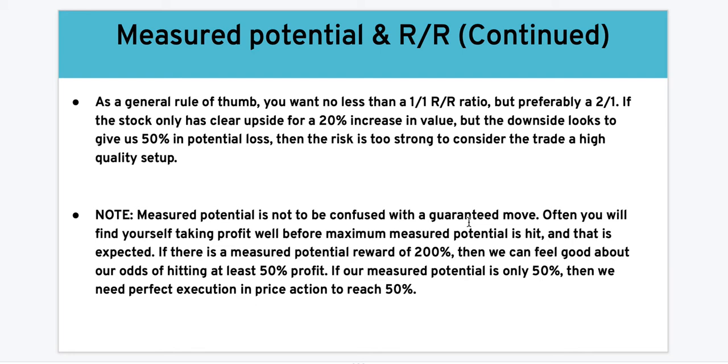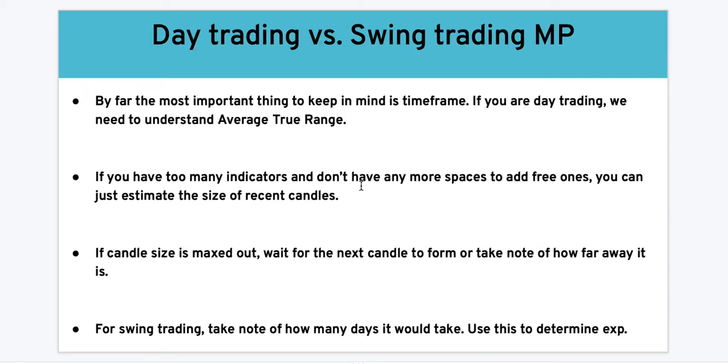If the stock only has clear upside for a 20% increase in value, but the downside looks to give us 50%, so that's going the other way, that's like, what is that, a 1 to 2.5 ratio. That's awful. Don't even consider that trade. Very, very, very bad trade setup.